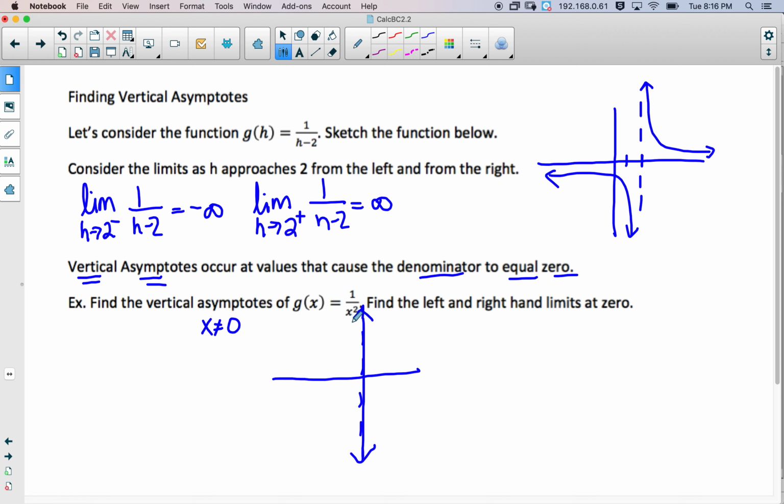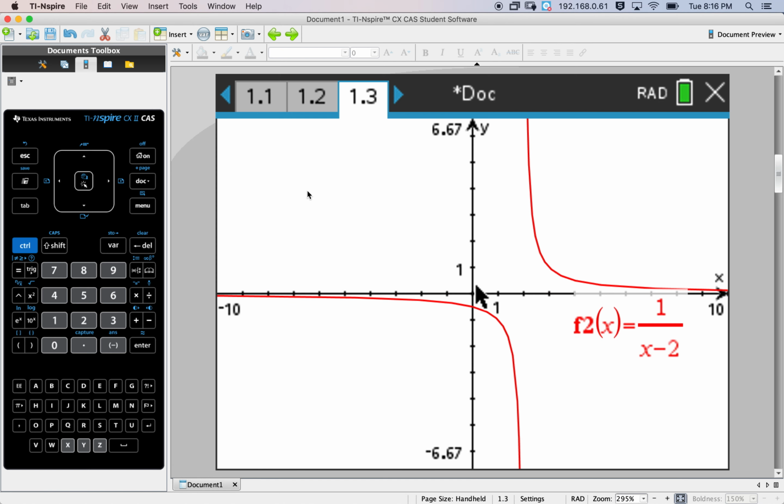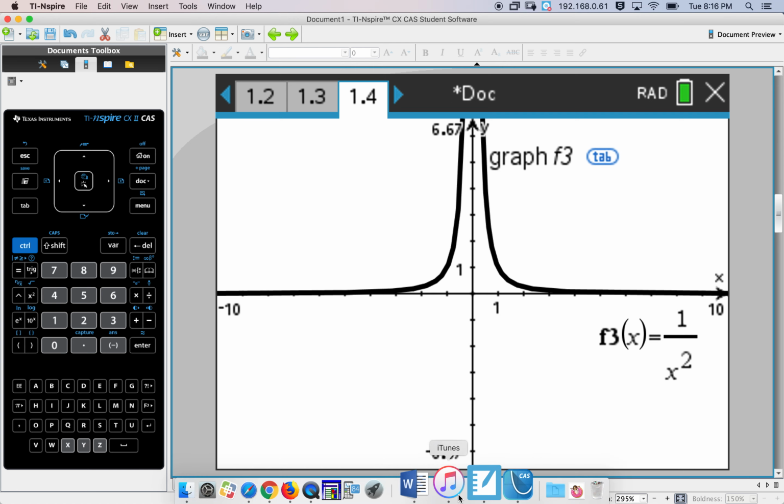I also know x squared is always going to be positive. So I have a feeling that my graph is going to look like this, and then like that. So let's check with our calculator, see what we get here. And sure enough, as x approaches 0 from the left-hand side, it goes to infinity. And as x approaches 0 from the right-hand side, it also goes to positive infinity.